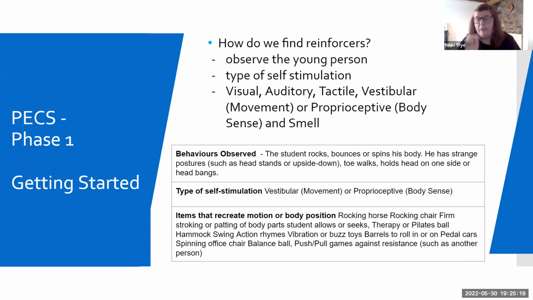So the document though will help you to identify whether the young person uses visual, auditory, tactile, vestibular, smell or proprioception, okay? But for this case, we're just going to look at vestibular. So you've observed your young person, you've looked to see the types of self-stimulation they use, and then it gives you a really lovely list of resources that will give the same feedback as those behaviours that they were doing previously. So rather than being on their head upside down or banging their head, actually we would reinforce that with, we might use a vibration toy, we might get them rolling on a barrel, we might get them spinning on a chair, whatever it may be.